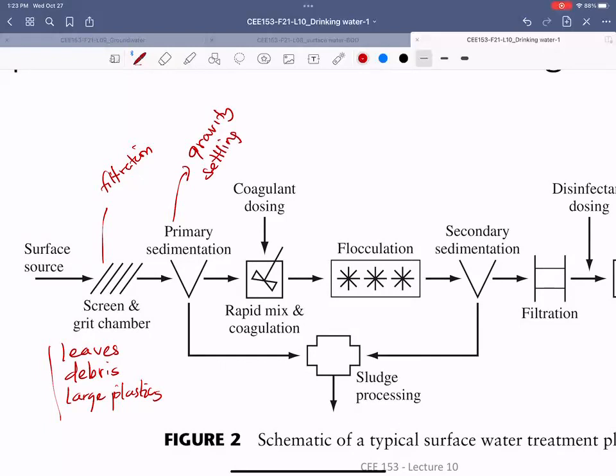And this can remove anything, mostly medium size particles. So anything greater than 10 micrometer will be settled like this. Any particles larger than 10 micron, obviously it has to be heavy too.